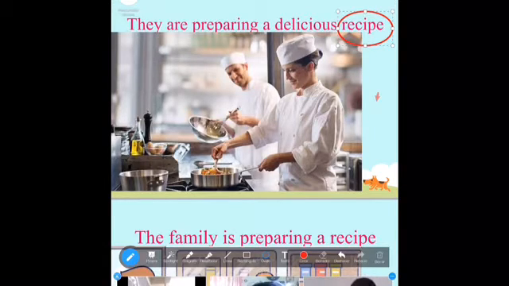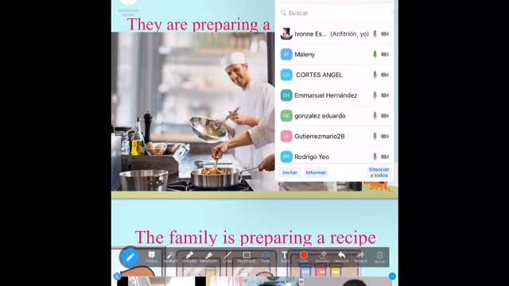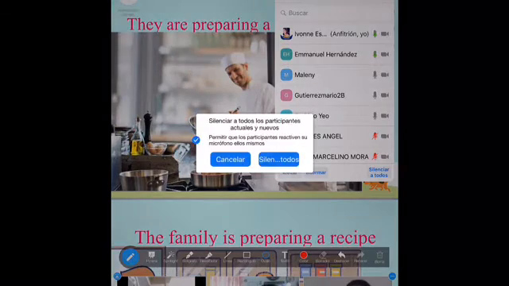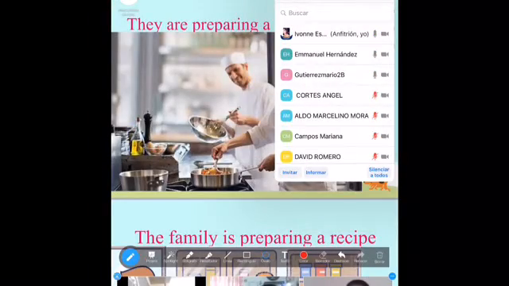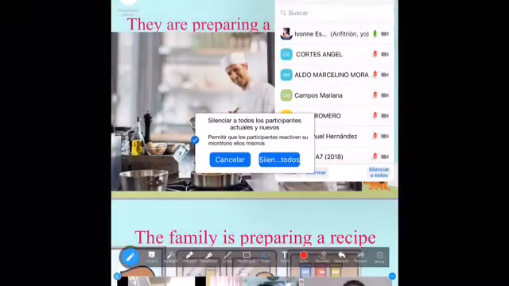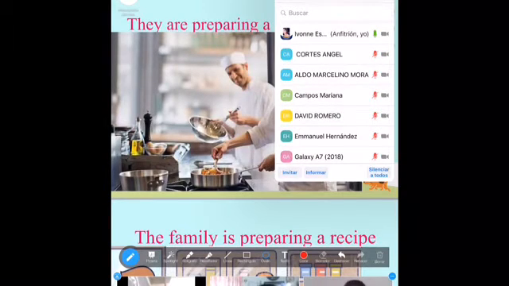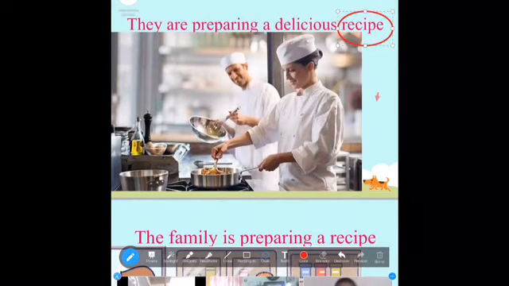Don't activate your audios and repeat after me. Recipe. Recipe. Recipe. Okay, very good. Thank you, that's enough. So, recipe is receta. Okay, let's continue.